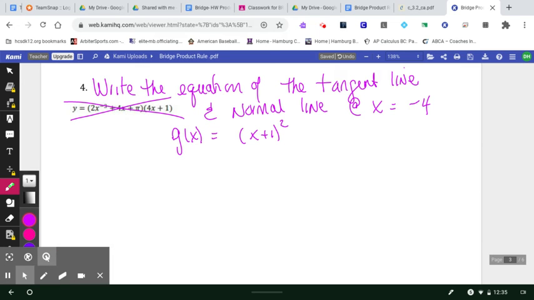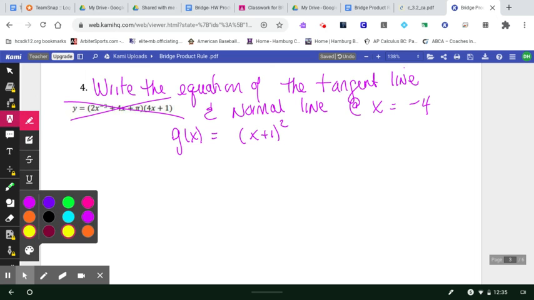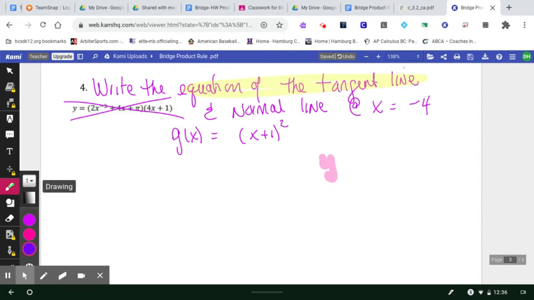All right, I'm going to go ahead and tweak my question 4 here. Write the equation of the tangent line and the normal line at x equals -4 to this function g of x equals (x plus 1) squared. All right, so I'm going to go back to the key question. I want the equation of a line. I need the equation of a line. So I'm going back to I need y minus y1 equals m times x minus x1.